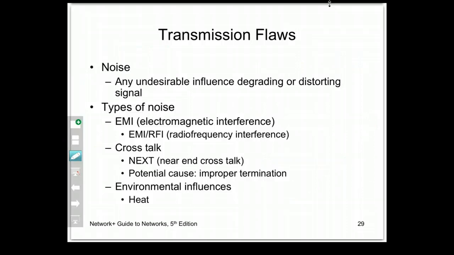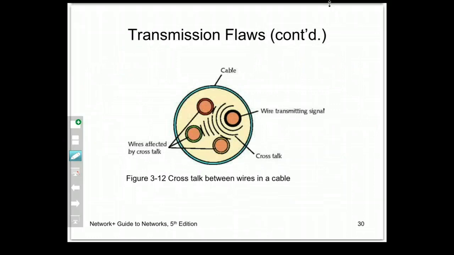Environmental influences could cause noise, like heat. We could say cold could cause it too. Freezing temperatures sometimes could cause it. Frozen lines, things of that nature. So here we have a visual of crosstalk between wires in a cable. And we'll learn this next week when we do our twisted pair lab.